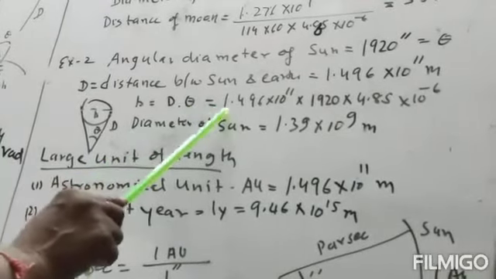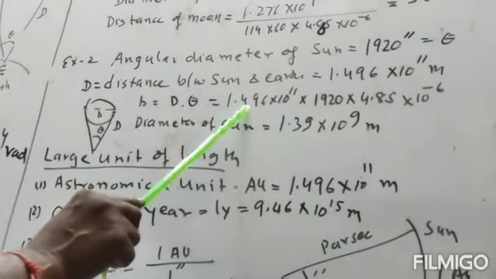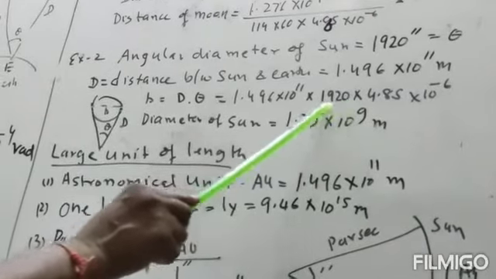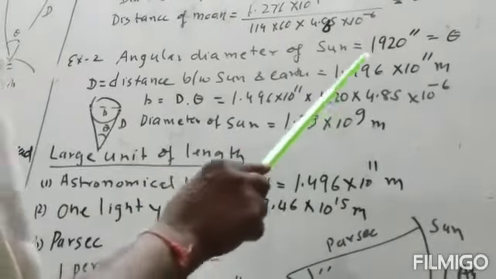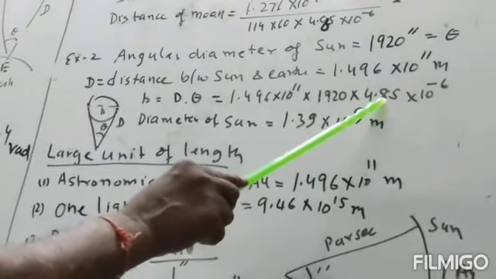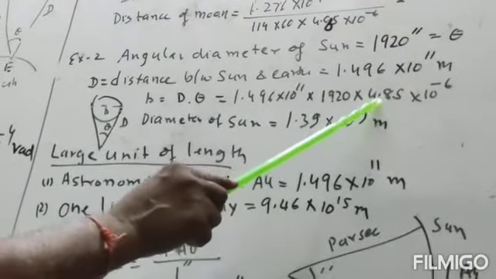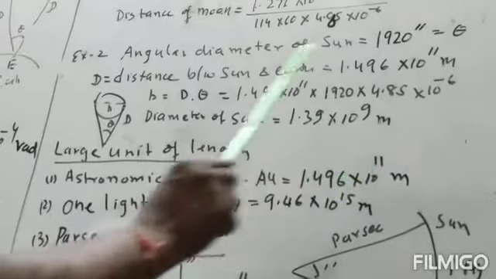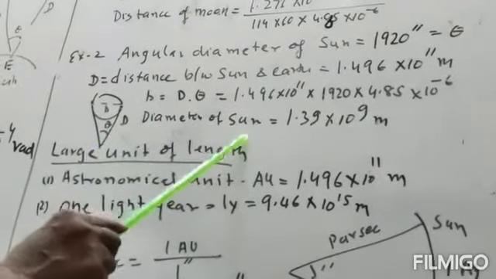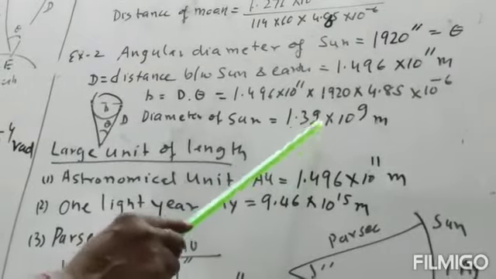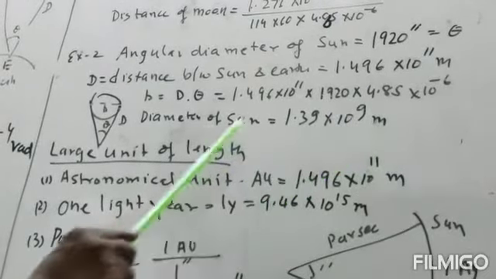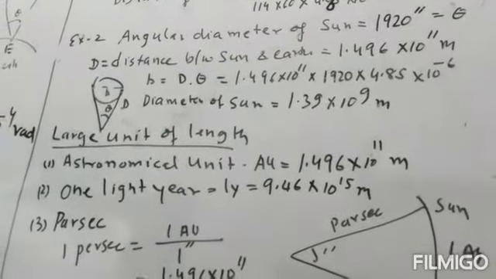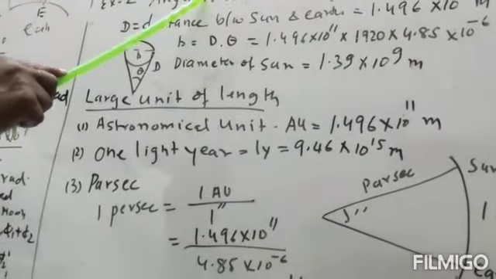So D is equal to 1.496 into 10 raised to 11 multiplied by 1920, that is in second. So now we convert into the radian multiplied by 4.85 into 10 raised to minus 6. So we calculate it, and the diameter of sun will be equal to 1.39 into 10 raised to 9 meter. So in this way we can find the diameter of the sun by knowing the angular diameter and distance from the sun.